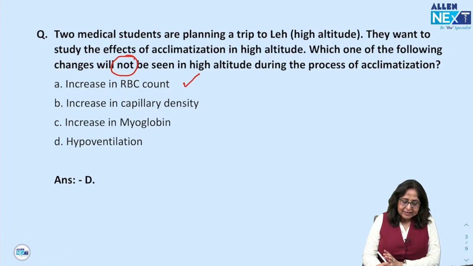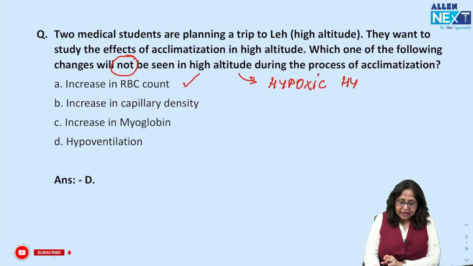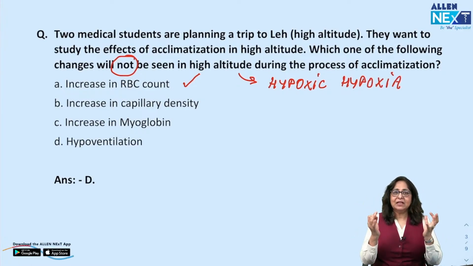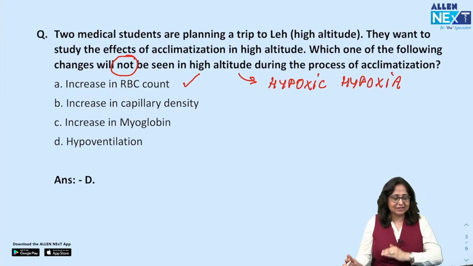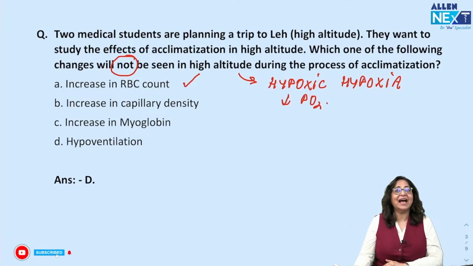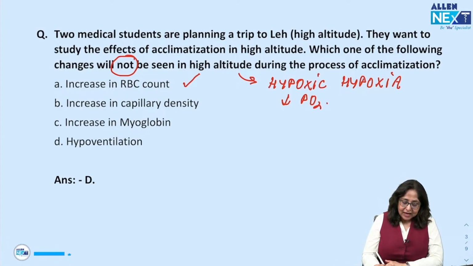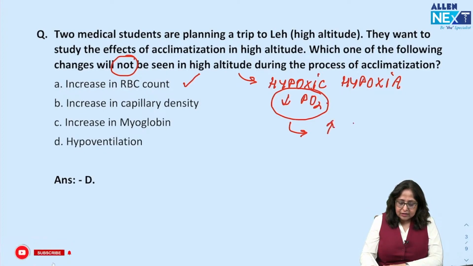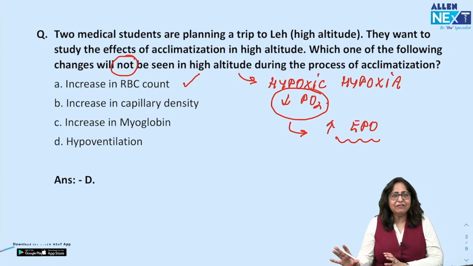Yes. So what happens is in high altitude, there is what is known as hypoxic hypoxia. Because of the decrease in the atmospheric pressure, the partial pressure of oxygen reduces. There is a decrease in the partial pressure of oxygen, which results in a hypoxic hypoxia. Now, whenever there is a decrease in the partial pressure of oxygen, it is a very potent stimulus for the secretion of erythropoietin from the kidney, mainly from the kidney.